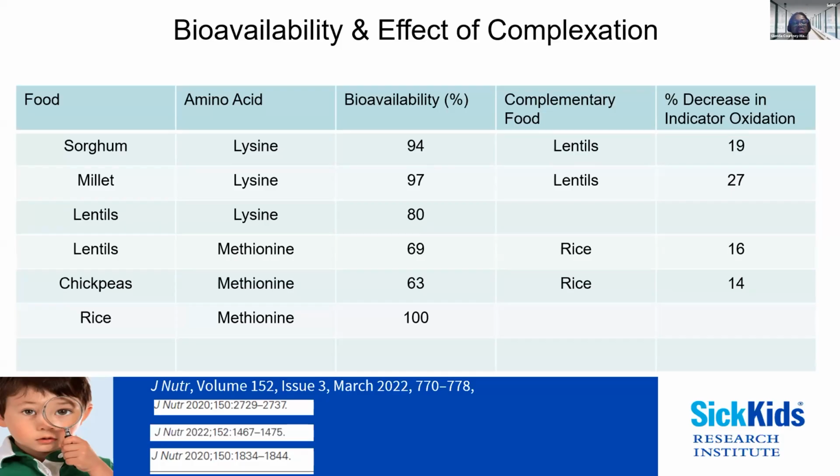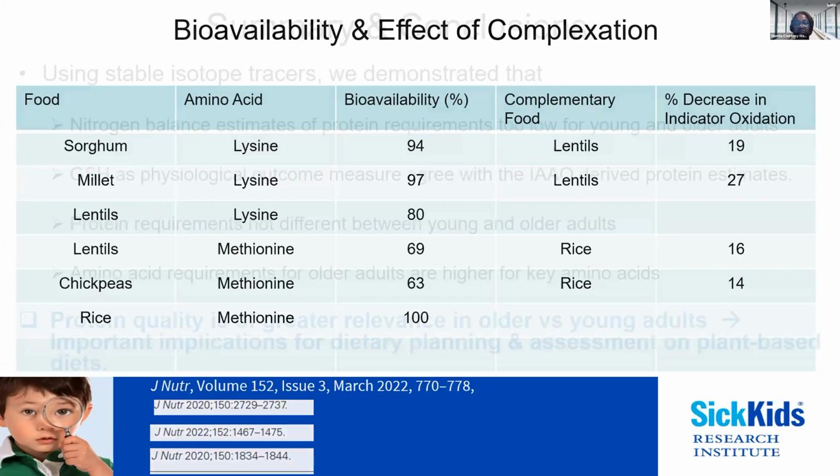Same thing, we studied methionine, which is limiting again in pulses. We studied methionine availability in lentils and chickpeas, and it was 60, 69, 63%. But when we complemented with rice, the protein quality improved. We saw the oxidation decreased.